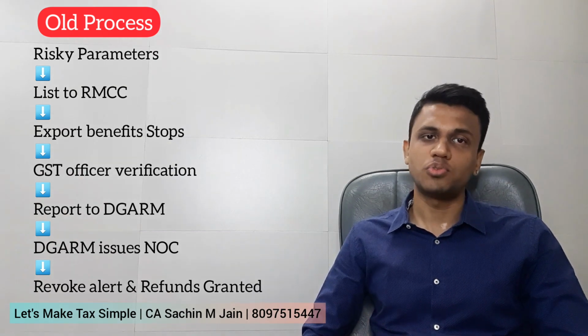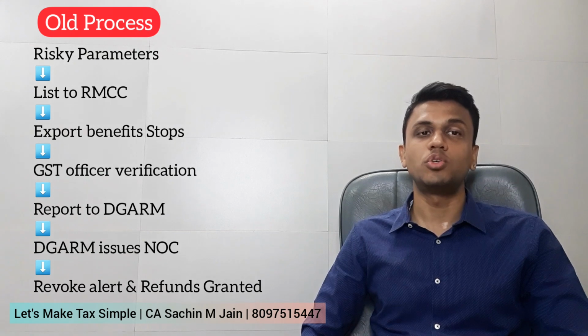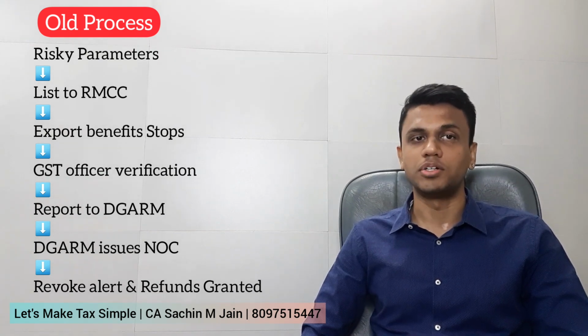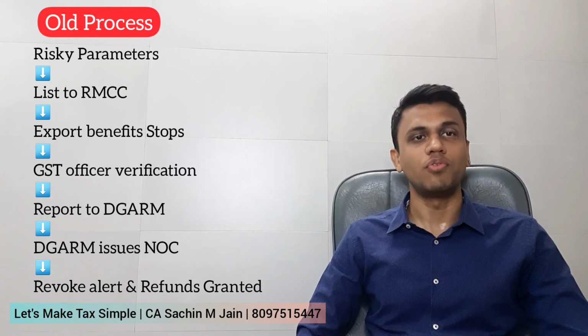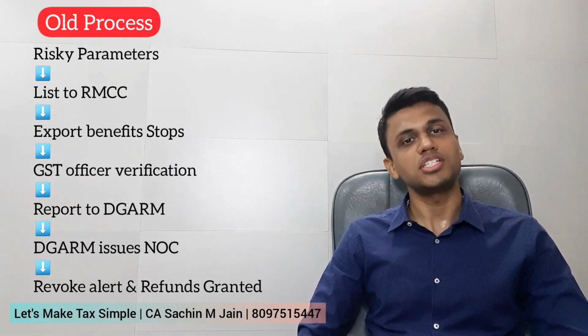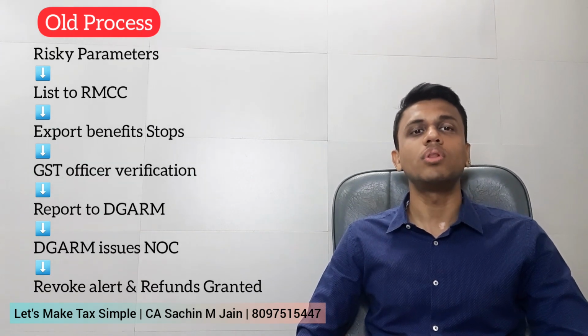On the basis of this verification report issued by GST officer, DGARM decides whether to issue NOC for revocation of alert. Then, the DGARM will communicate this list of exporters for which NOC has been issued to the Customs Department for revocation of alert from the IEC and release all the pending IGST and drawback refunds. Sounds simple, right? But practically this whole process takes a very long time.